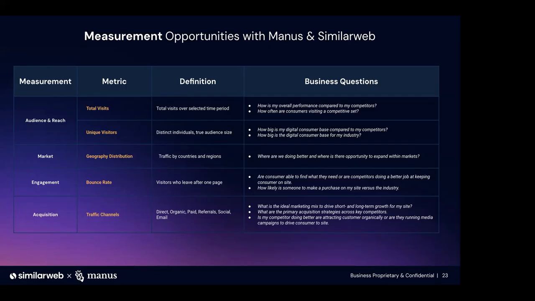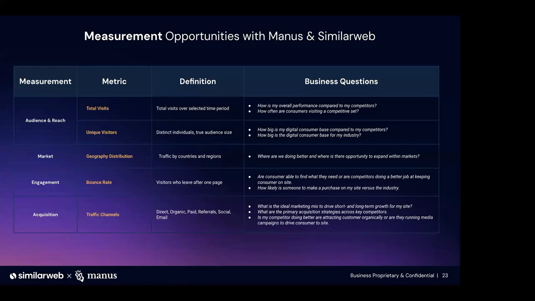What is my unique audience for my site versus my competitors? So really understanding that high level engagement and where the opportunity lies. You also have access to geography distribution. So for those trying to understand market expansion, where a competitor might be expanding and capturing traffic, or where you might be under indexing compared to a category, that certainly sheds some light in terms of where those opportunities might be.